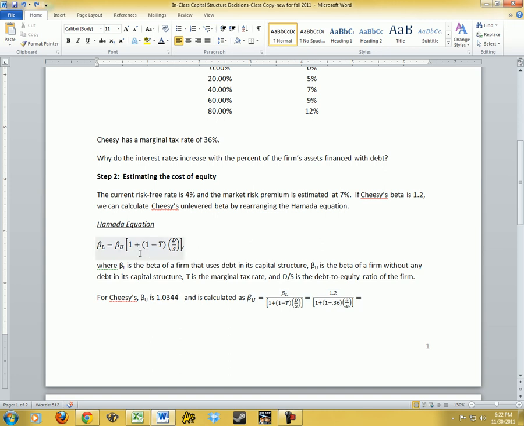1.0344 is your answer. What this represents is the beta of the firm Cheesy Pizza if they had no debt. The unlevered beta should always be less than the levered beta. So in this case, we start off with a levered beta of 1.2, we unlever it, we remove the effects of debt from the company, and we get 1.034.